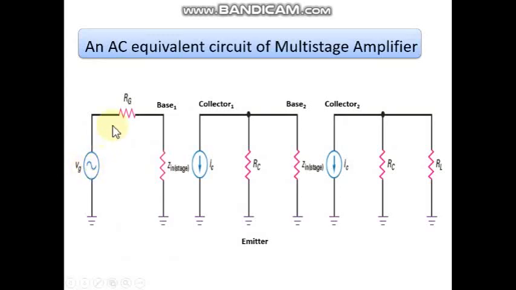So voltage source RG and Z in stage, IC, collector 1, that is stage 1, RC. Now from here the output of the first stage is connected to the input of the second stage. So Z in stage is the input of the second stage of the amplifier, collector, that is the output of the second stage, RC and RL.